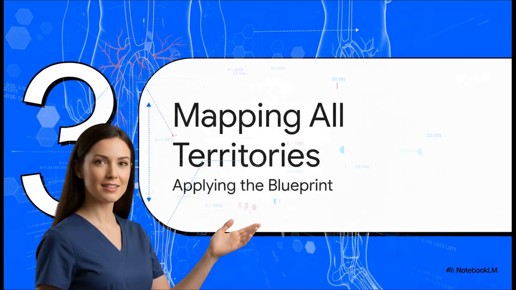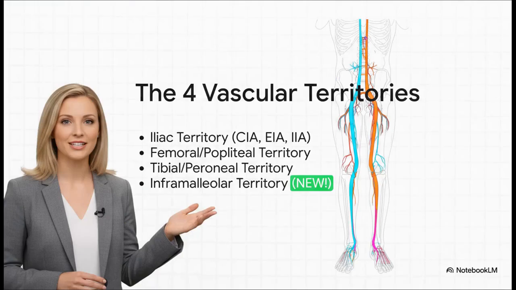Okay, so you've got the iliac playbook down. Let's see how this exact same blueprint builds out across the entire lower extremity. It's time to map all 4 of the new vascular territories. And here they are. We just nailed the iliac territory, which covers the common, external, and internal iliac arteries. Next up, you've got the femoral/popliteal territory and the tibial/peroneal territory. And then, check this out, number 4, the inframalleolar territory is brand new. These are vessels that never even had specific revascularization codes before.